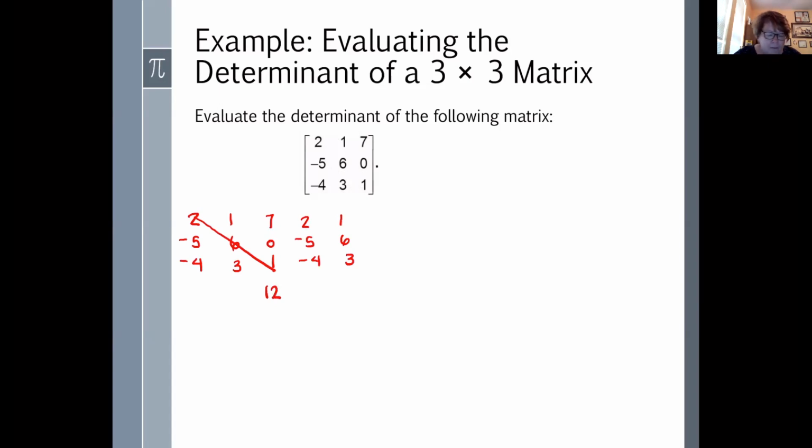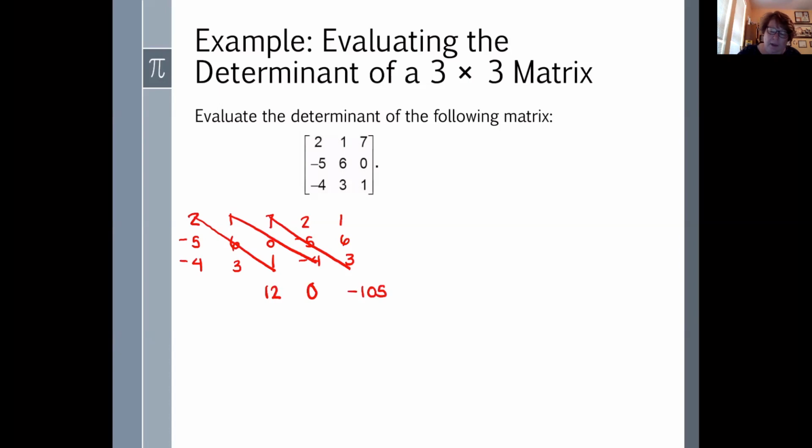Then I'm going to draw the next diagonal. 1 times 0 times -4 is 0. Then the third diagonal from the left down is 7 times -5 times 3. I'd need my calculator. Take my calculator out, multiply 7 times -5, multiply that by 3, and I get -105.